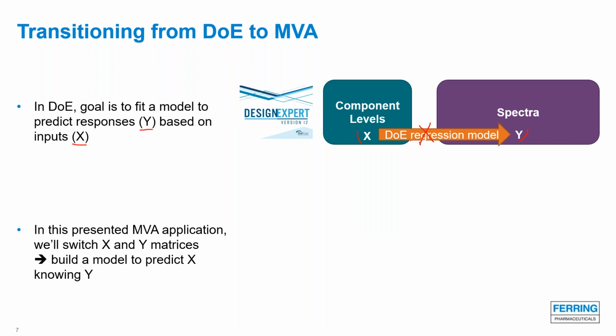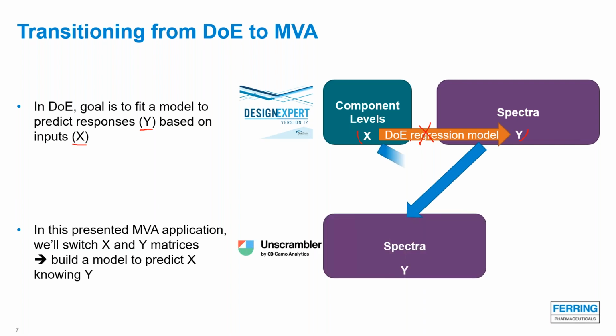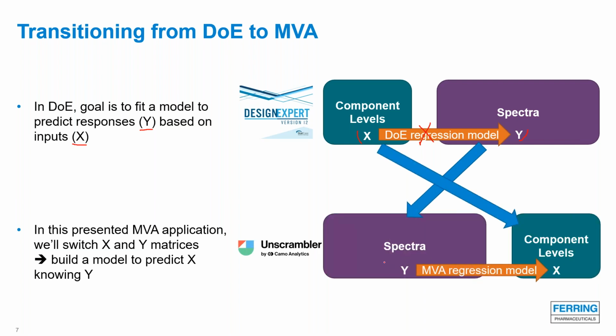What we will be doing, and I will show you that, is that we will be switching the position of the two matrices. So now our spectra will become the X's, the input variables. We will still call it Y, but we have the responses, which are the component levels. These are the outputs we want to measure. And we will do that using multivariate analysis regression in a software which is called Unscrambler. And Unscrambler is actually a partner of Statis, so this is why we are using both softwares.